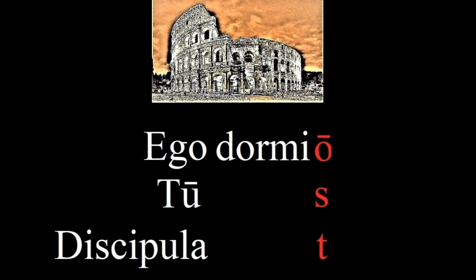Let's add another verb. Ego dormio. From this word comes the English words dormant and dormitory. Can you guess the meaning? That's right, I sleep. And the student sleeps?